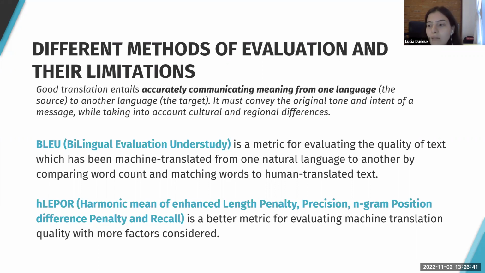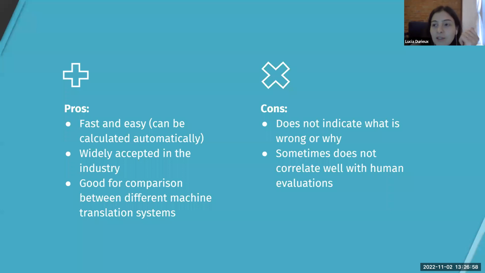You also have things like the hLEPOR score, which is a bit of a better metric because it accounts for more of the quality factors, but these are completely formula based, if you will. So, some of the pros and some of the cons of these methods.